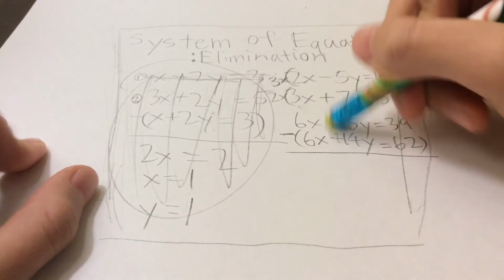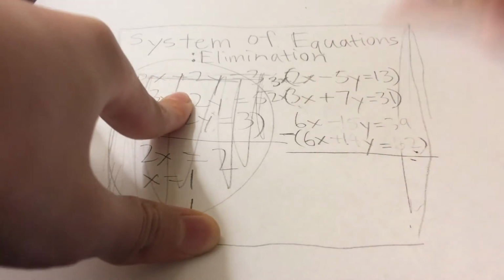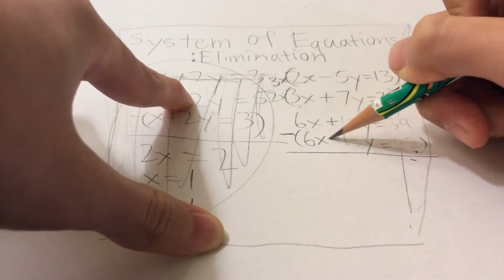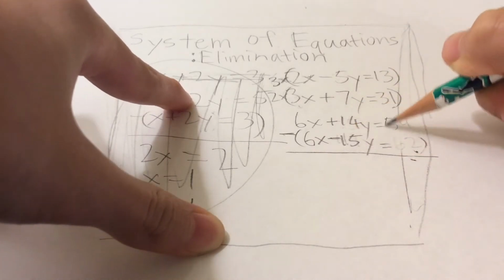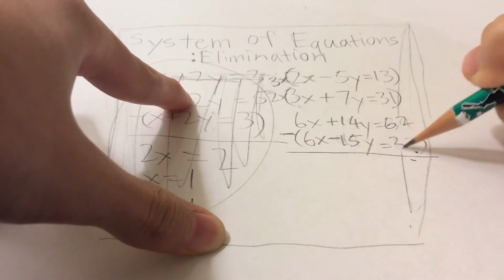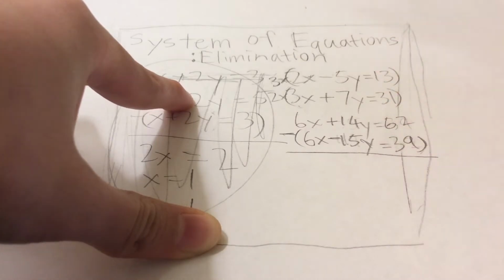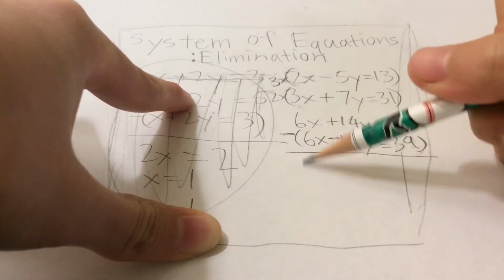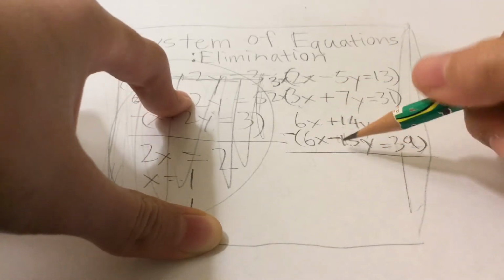This is annoying. I'm gonna change this up because I don't want to end up having a negative y. You could do that, but it's kind of more confusing. So I want to make this as simple as possible. I'm just gonna switch the equation so I don't have to end up with a negative y. So 6x and 6x cancel, which means it's 0. I'm not gonna write it down.